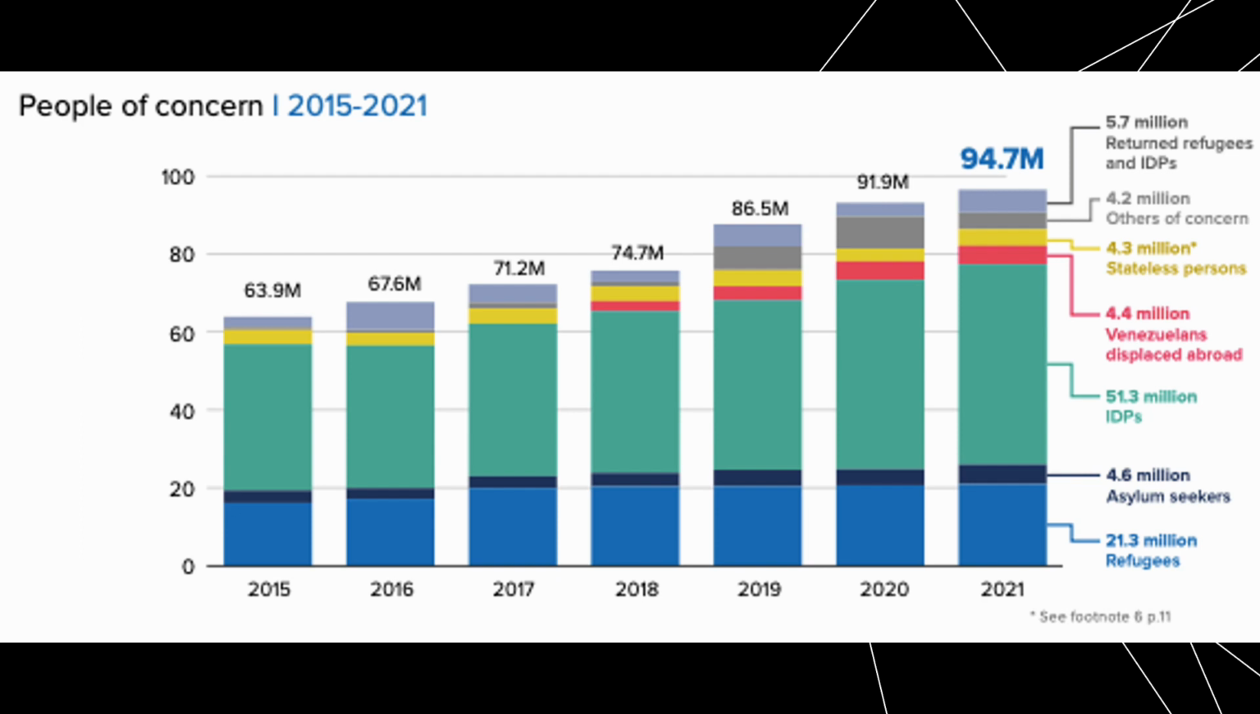This is from a subsequent report that had included 2021. You can see that the numbers of populations have continued to grow over the last 6 years. In blue are the refugees. In turquoise are people who are internally displaced. And then additional populations that are specifically tracked by UNHCR, as well as the asylum seekers there in dark blue.